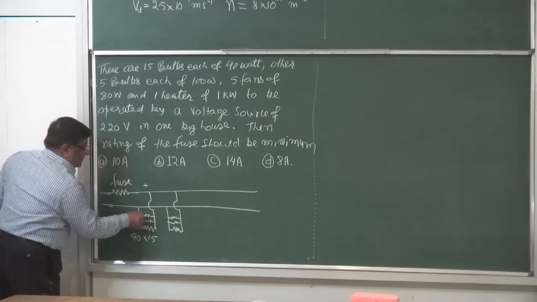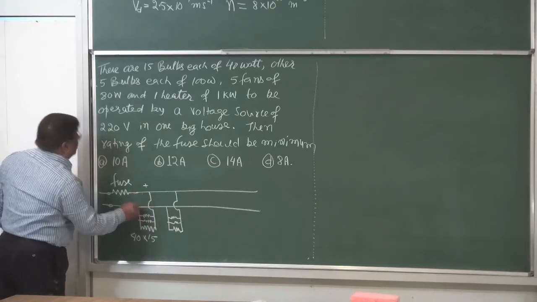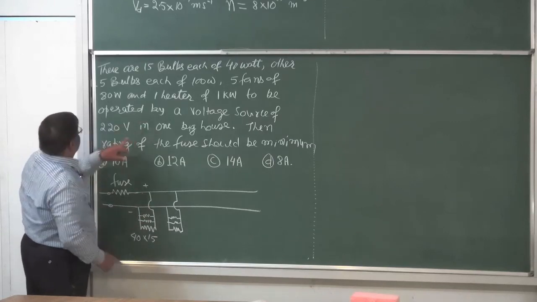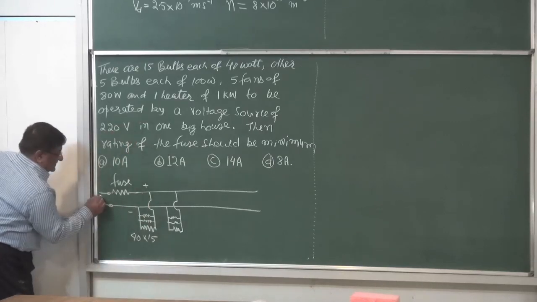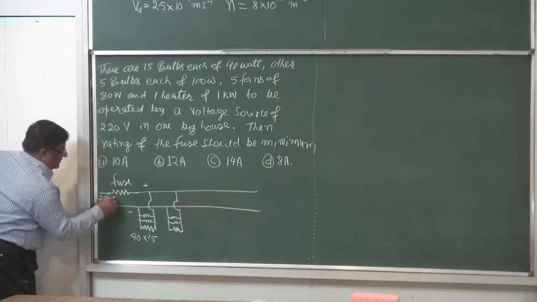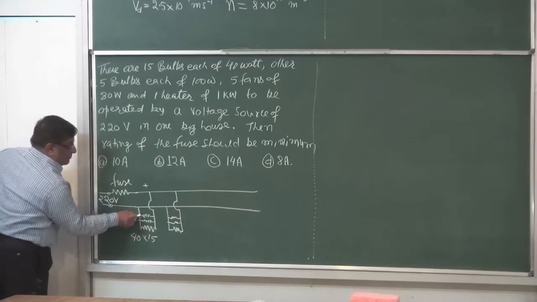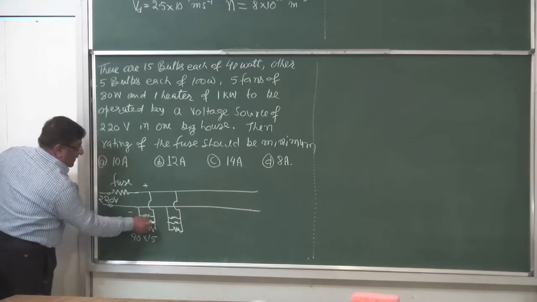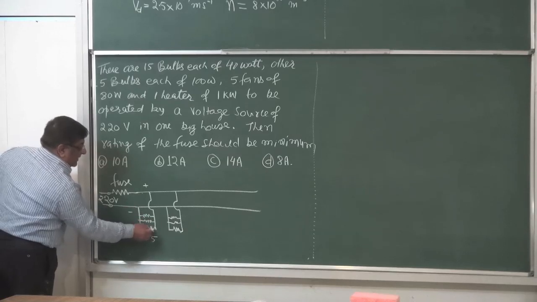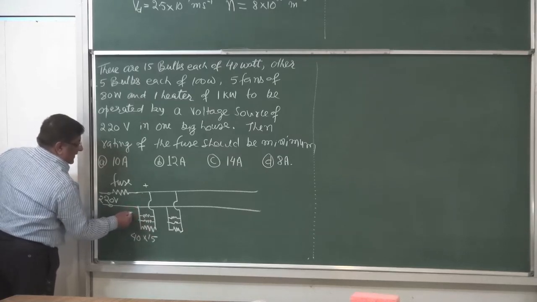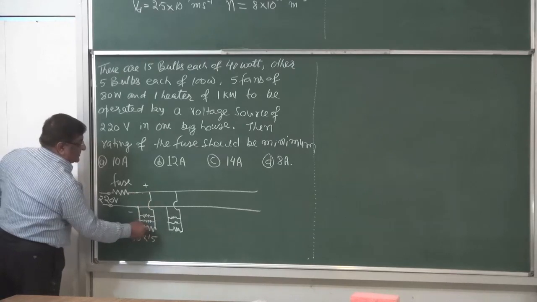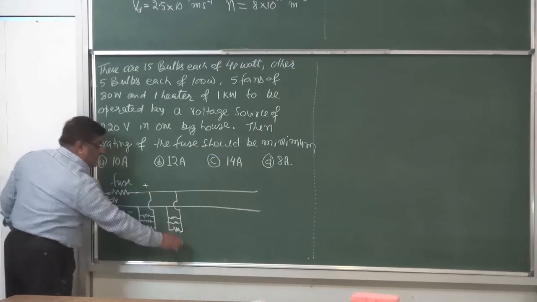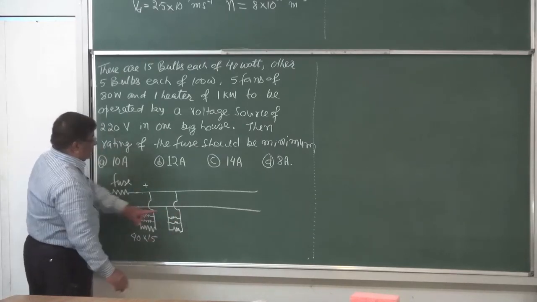Each bulb will get a total supply of 220 volt. So you see, this bulb gets 220, this bulb gets 220, every bulb will get 220 between minus and plus. In this way, all these are fitted in parallel. So these are what?